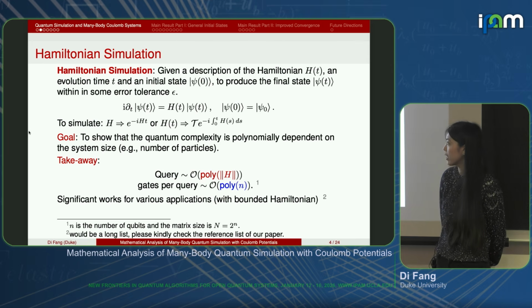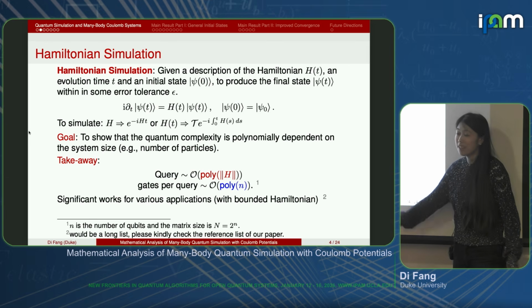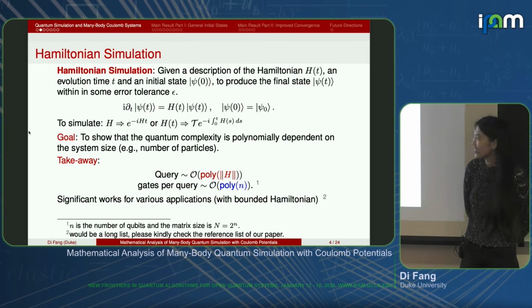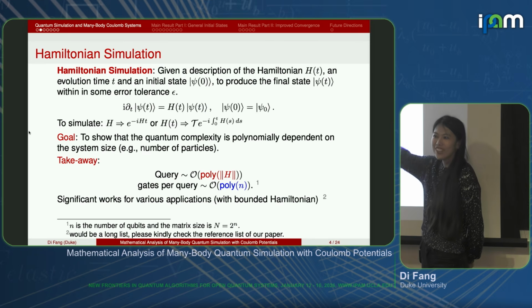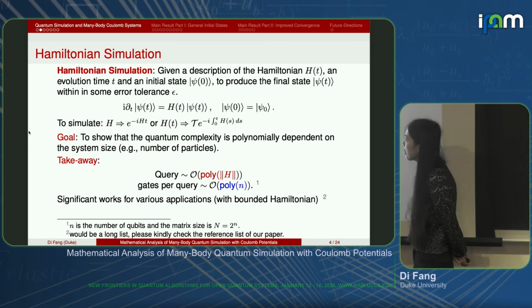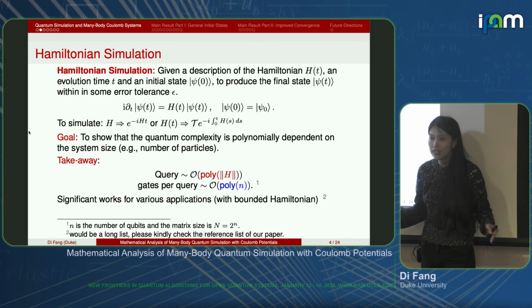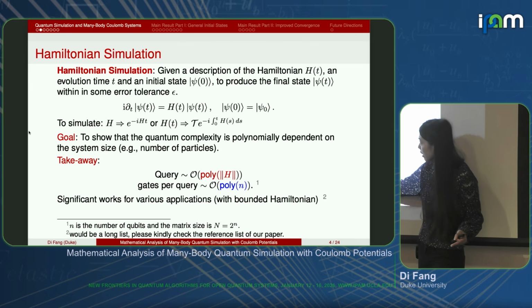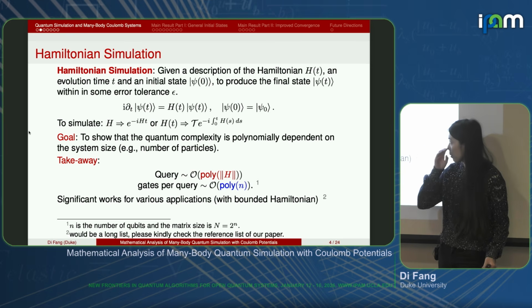There are amazing lineup and significant work along this line, and many by the audience in this room. I decided not to list them because otherwise it's going to be too long. I do not want to accidentally miss any significant contribution. But the takeaway is roughly that you will have a quantum circuit that is efficiently represented in a polynomial in n, say the number of particles, the system size, or the number of qubits.